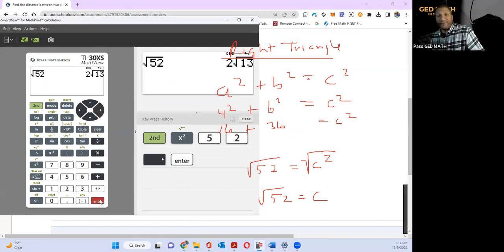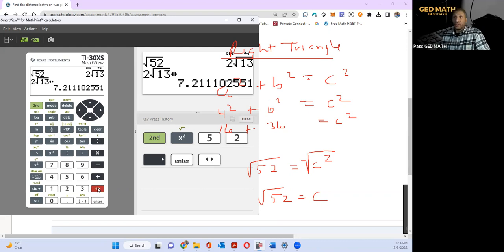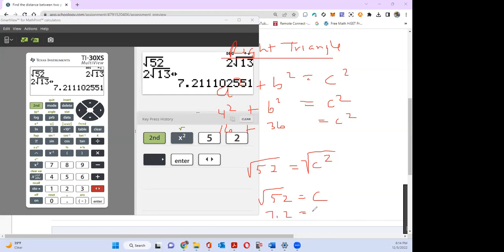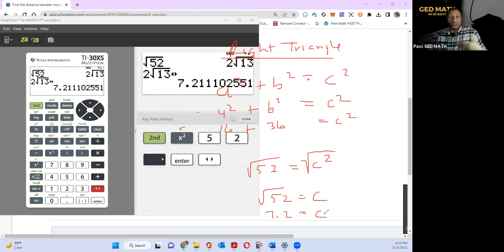If you notice, it gave us a radical. To change that to a decimal, we just hit the toggle button, which is the double arrows right above enter. So that missing side is 7.2. Now that's rounded off to the nearest tenth. Now if they ask you the nearest hundredth or the nearest whole number, depends what they ask you.